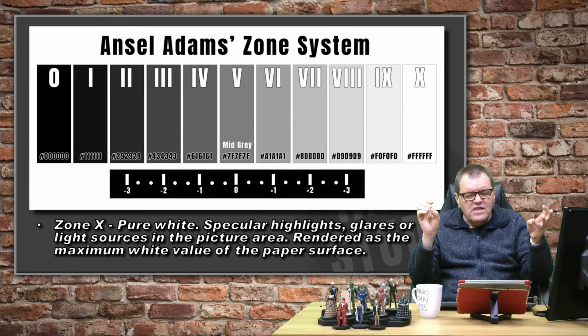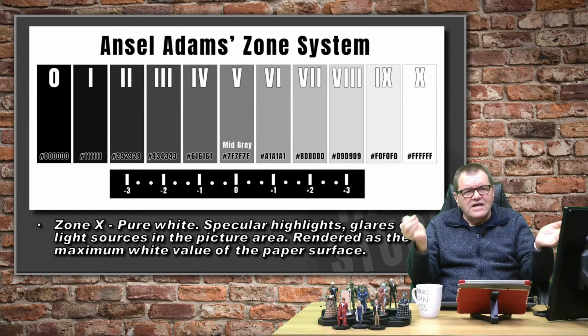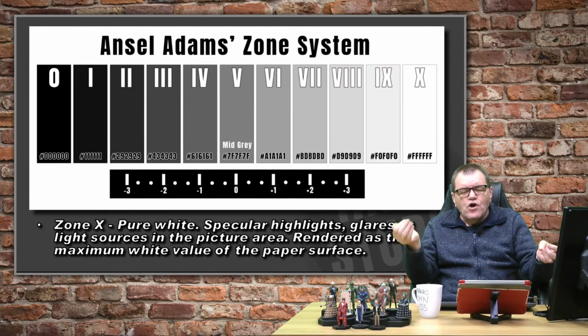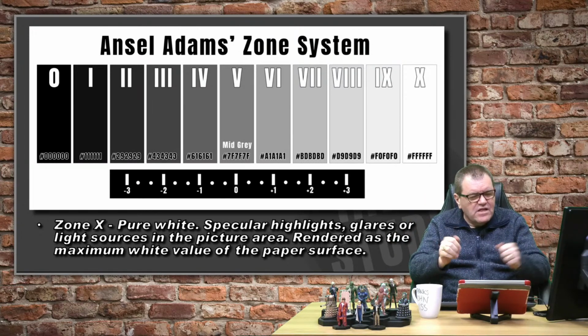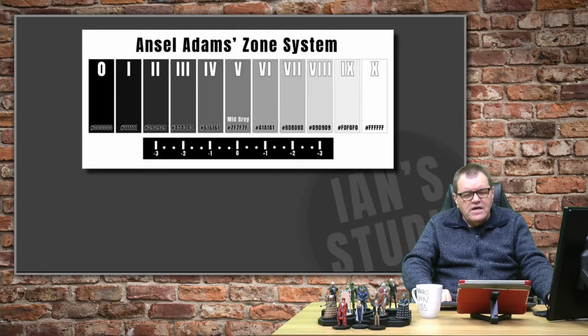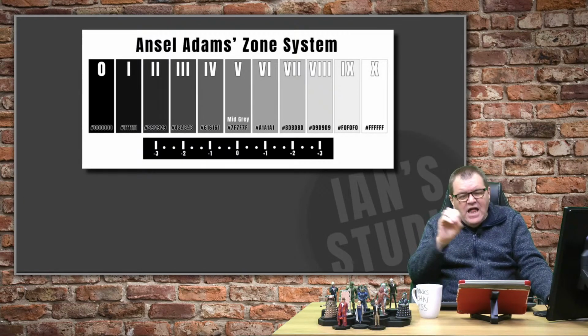It's those specular highlights. If you were printing it, it would be the white of the paper. There'd be nothing in there. It's not like that white snow, which is your zone 9. You can see it's just that little bit brighter on it. So that's what the zones equate to.